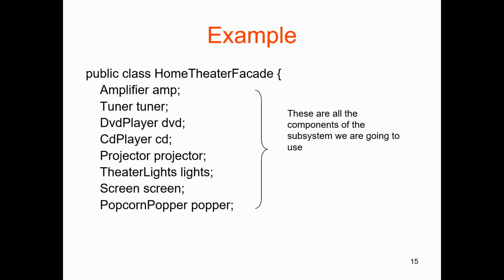Then let's go back to our home theater example and look at the source code in the home theater facade. First, the facade declares the instance variables. These are the components of the subsystem we are going to use. You see that we have an amplifier, a tuner, DVD player, CD player, and so on. Here we have eight instance variables corresponding to the eight classes in the home theater subsystem.